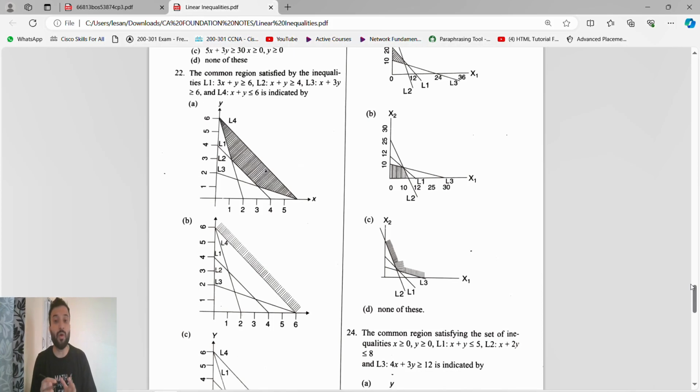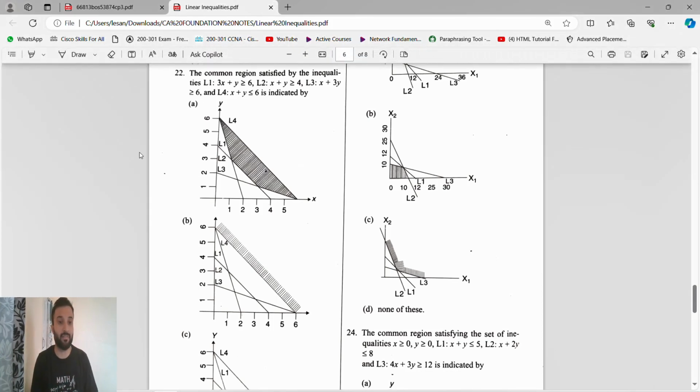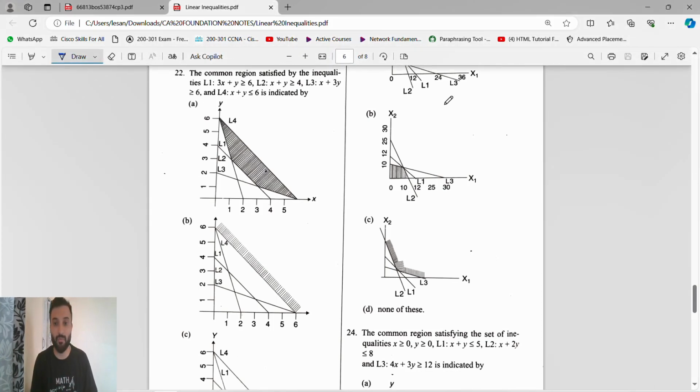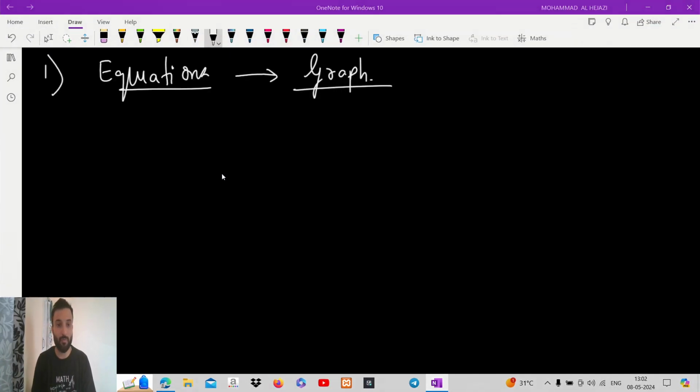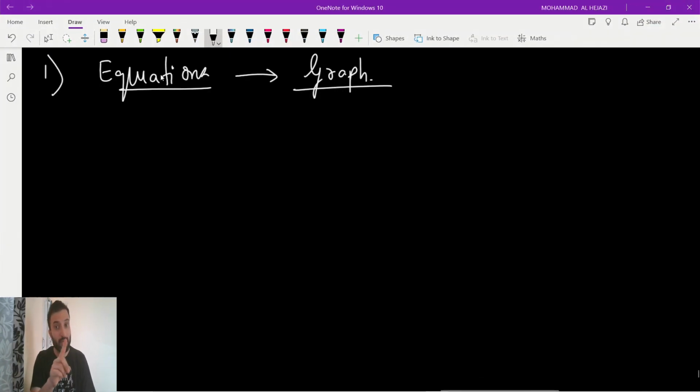So what we have to find in linear inequalities? We have to find every time the common region. Common region means the shaded part. Okay, we have to find the common region. We will draw the graph, we will see the sign and all, I will tell you. After that we have to shade the common region. That is the correct answer. The first type of question means they will give the equations. We have to find which is the correct graph.